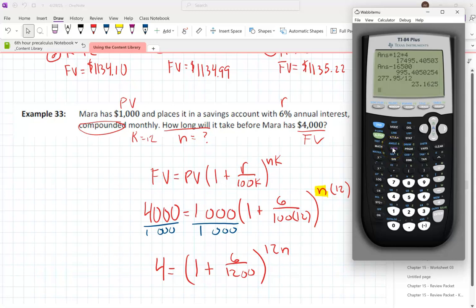Right, I just press second and quit, and then wrote down 277.95 because I remembered it in my brain, and then divide by 12. So I didn't do anything inside of that TVM solver. I exited out of that and then just did it manually.